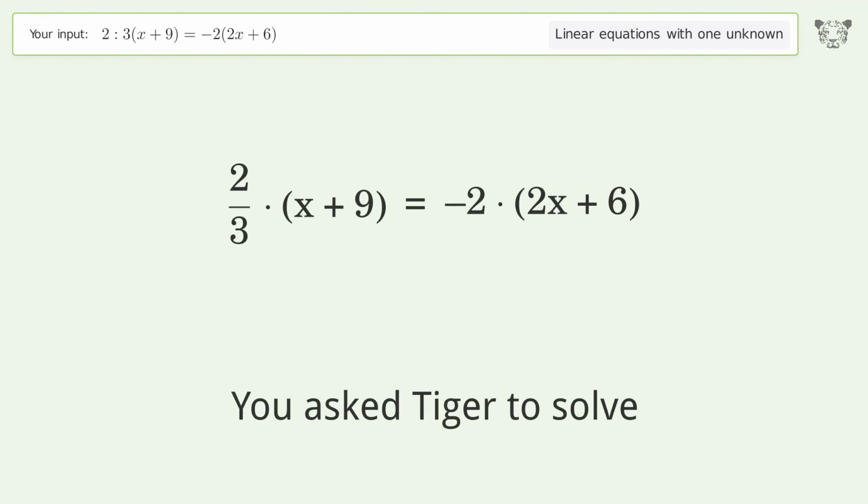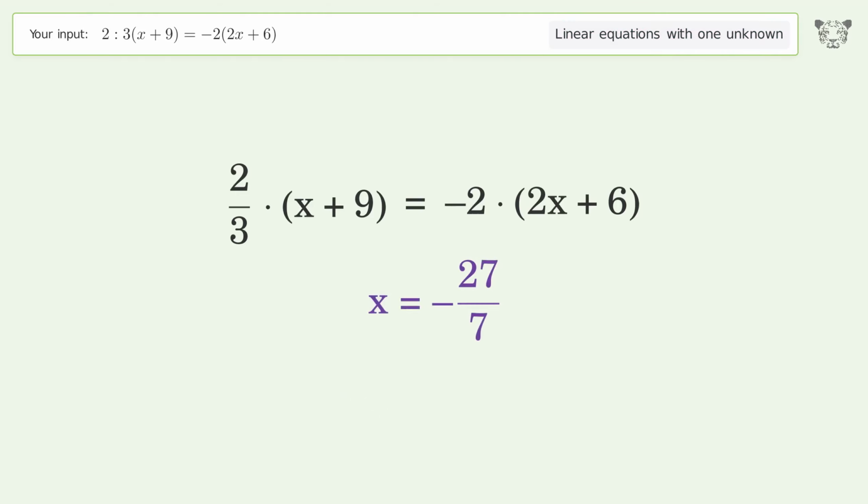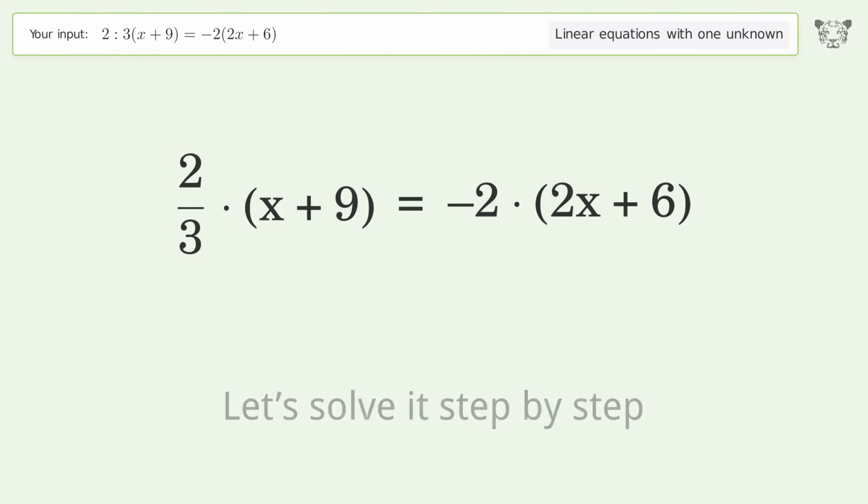You ask Tiger to solve this. This deals with linear equations with one unknown. The final result is x equals -27/7. Let's solve it step by step.